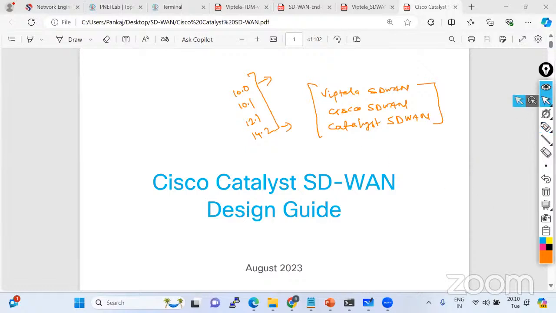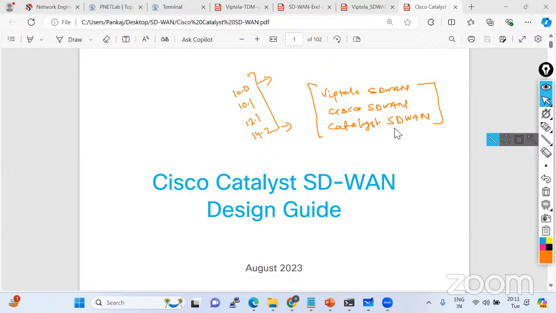It doesn't mean your entire Android setup is going to be changed. It is going to remain the same. Only the look and feel is going to change. Basic concept remains the same. Basic fundamentals remain the same. So in Viptela SD-WAN, Cisco SD-WAN and Catalyst SD-WAN, the entire principle of SD-WAN is going to remain the same. The only thing that changes is the look and feel of the dashboards. So you have to keep this in mind.